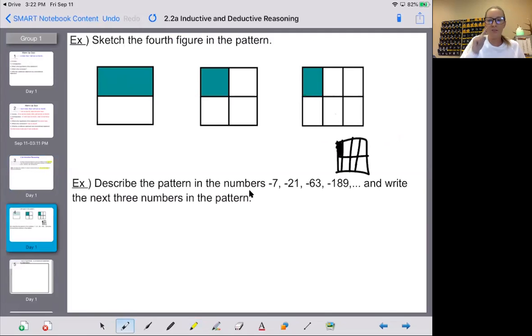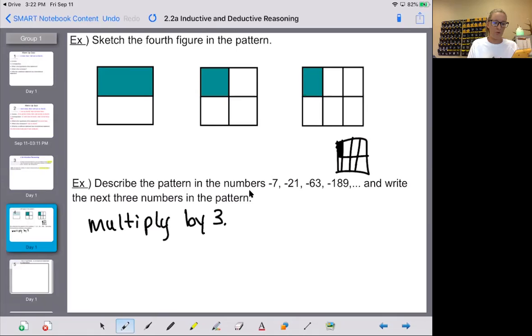All right, next example we have describe the pattern of numbers, -7, -21, -63, and -189. So from there you can see that each one is going up by a multiple of 3. So it would be multiply by 3. Now notice I didn't say multiply by -3 because it is not changing from negative to positive to negative to positive, right? It's staying all negatives. So we're multiplying by a positive 3.